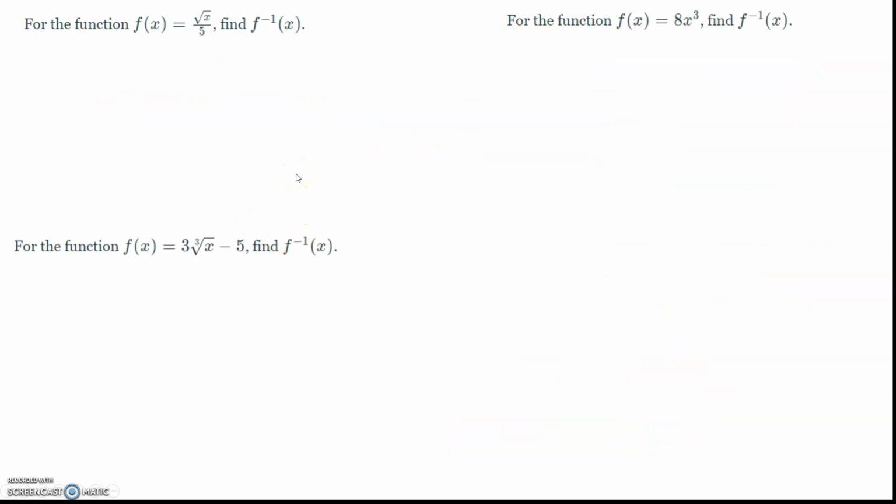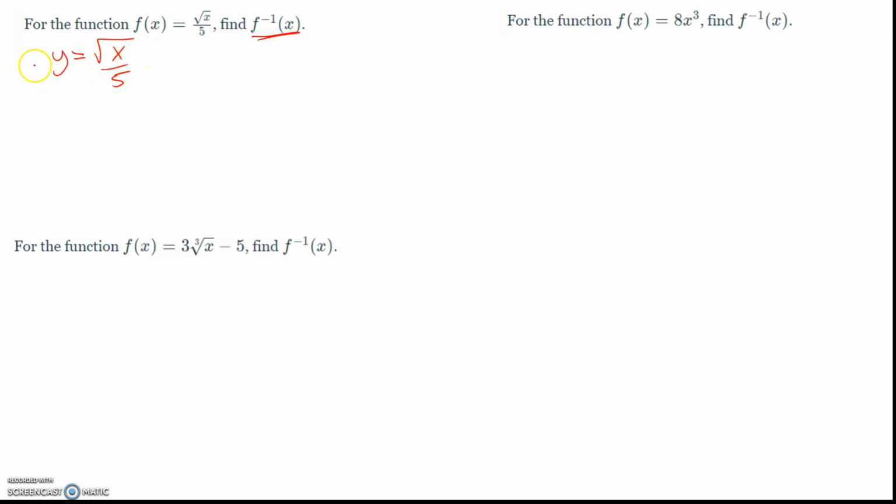So I have 3 right here that we're going to work out together. The first one says for the function f of x equals the square root of x over 5, find f of negative 1 of x, or the inverse. This is another way of writing the inverse of a function right here. So it's just asking us to find the inverse. So the first thing I'm going to do is write this in terms of x and y. So my f of x is going to become a y. I have a square root here over 5.